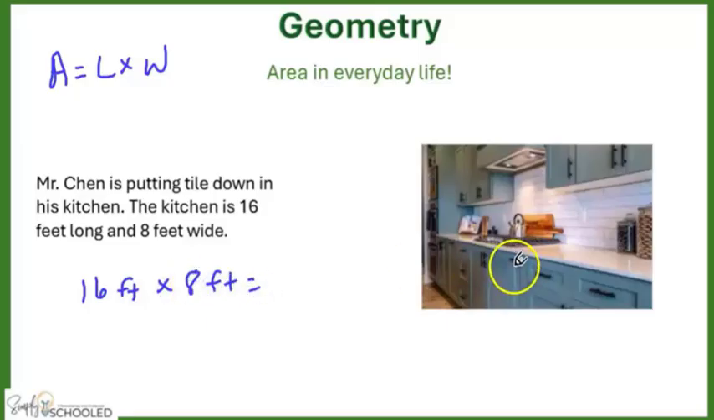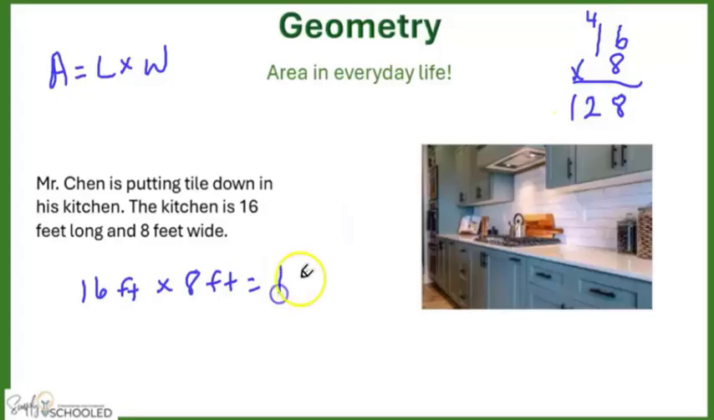Now, you may have to stop and use a calculator, or you could just take some scratch paper and take 16 times 8. 8 times 6 is 48. We carry 4. 8 times 1 is 8, plus 4 is 12. So our answer is 128 feet squared.